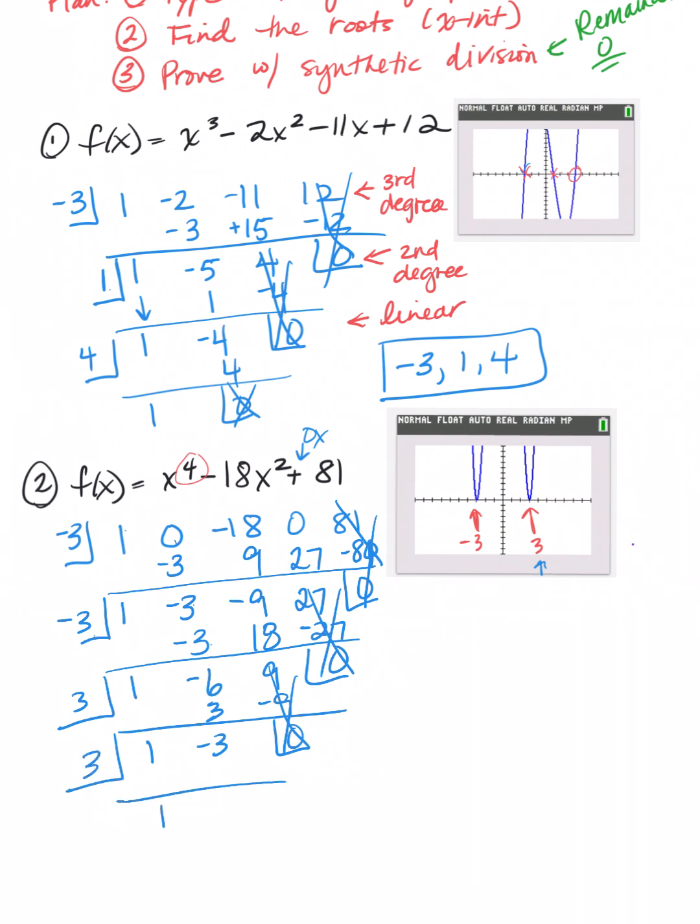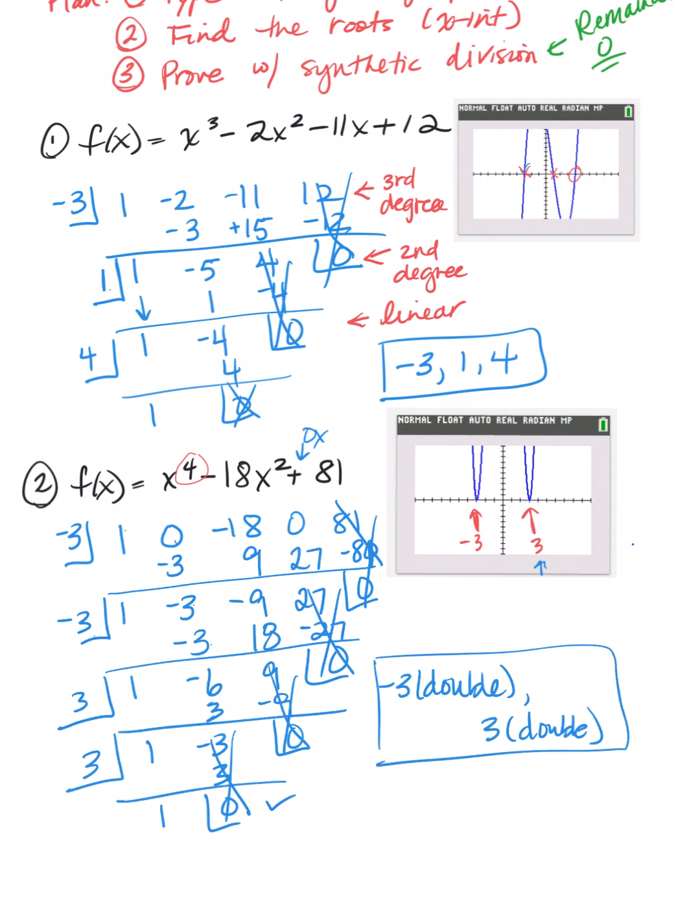And here we go. 1 times 3 is 3. Negative 3 plus 3 is 0. That worked out, and so we've all checked out. So our solutions are negative 3 as a double, and we have 3 as a double. So remember, you have to notate it if it's a double so that we are accounting for all 4 roots.